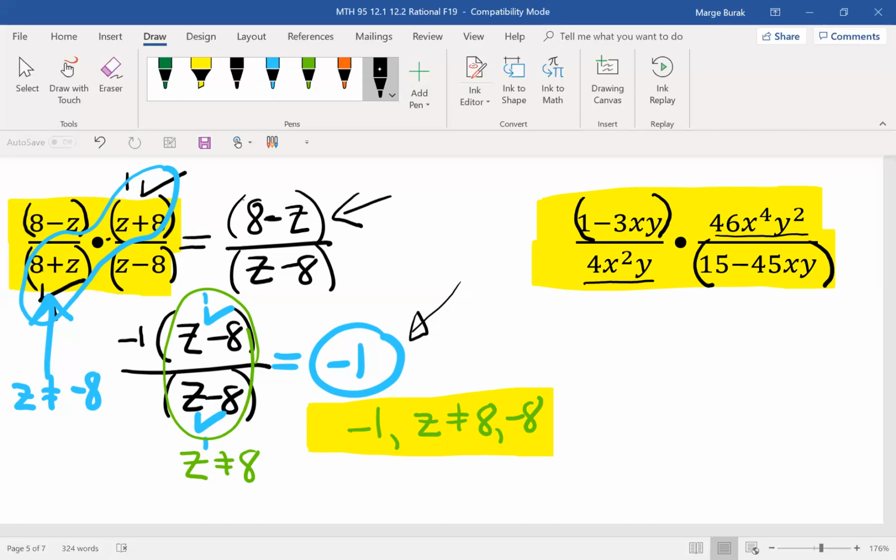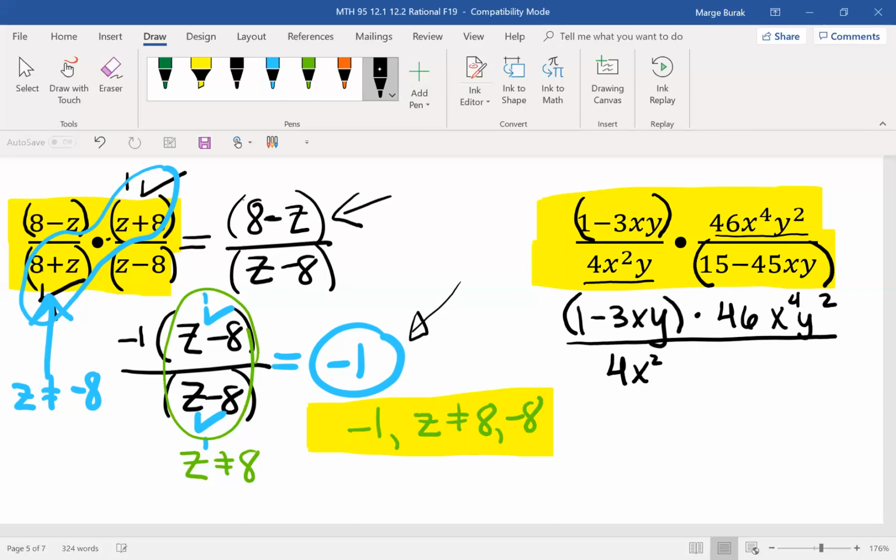So can I factor this 1 minus 3xy? No, just keep it together because they are definitely together. And over here, 46 x to the fourth y squared really is just all them together. I have 4x squared y. And now this 15 minus 45, I know I can pull a 15 out, so I'm going to times 15, pull it out, 3 minus, sorry, that's not 3.